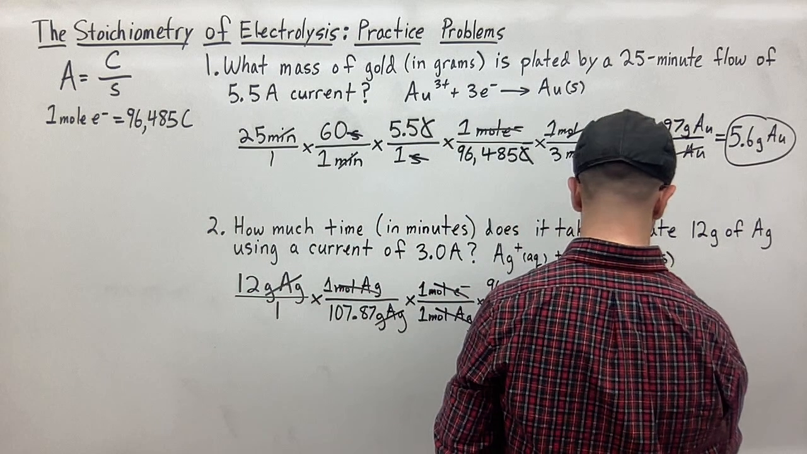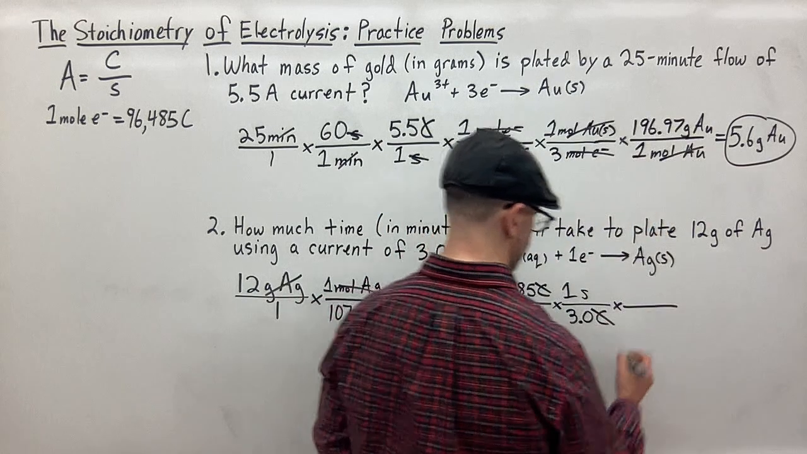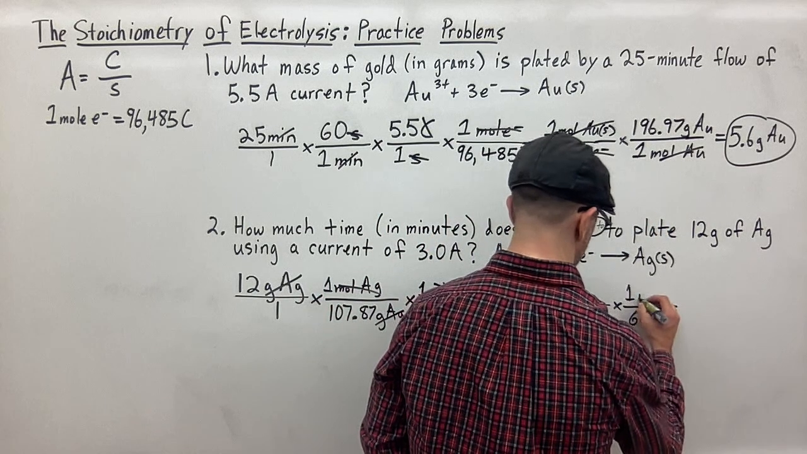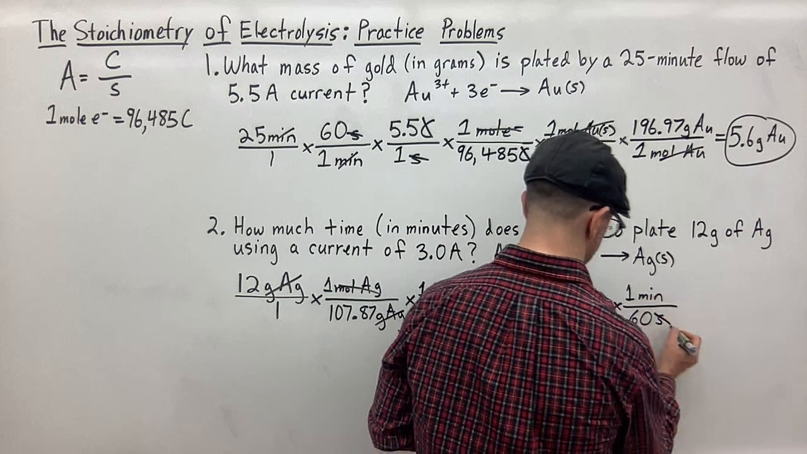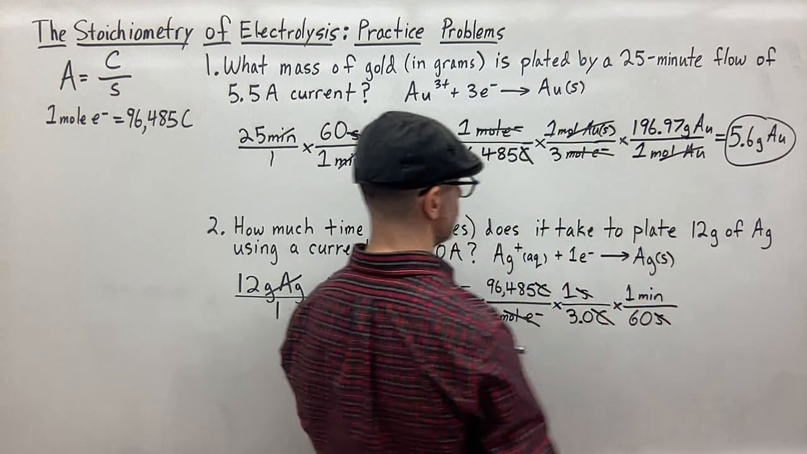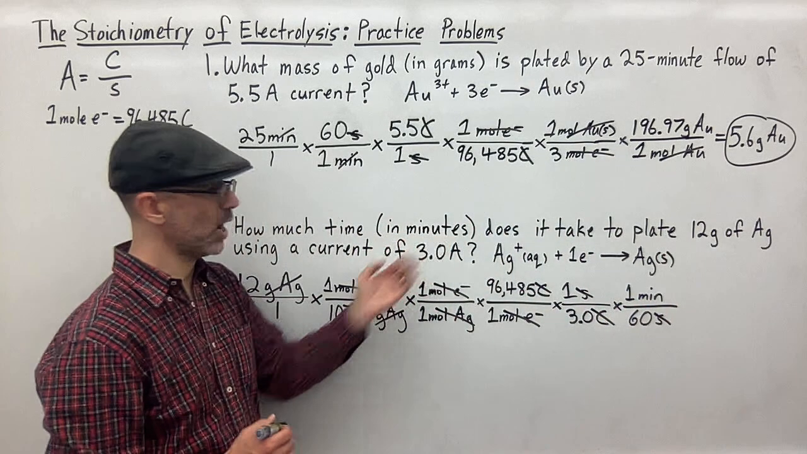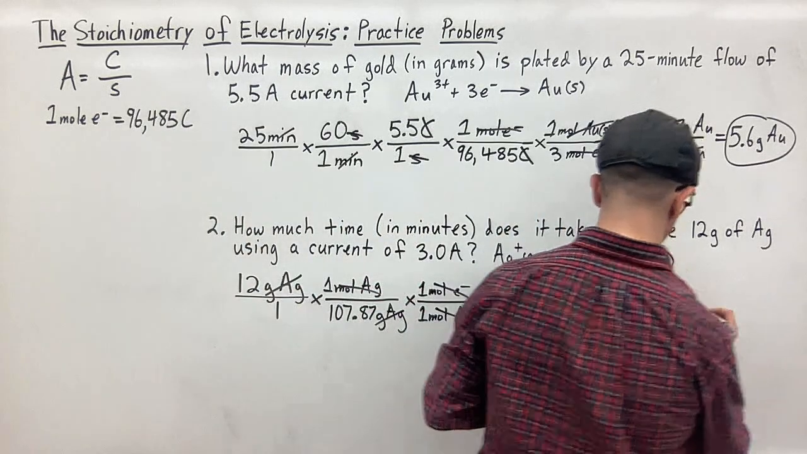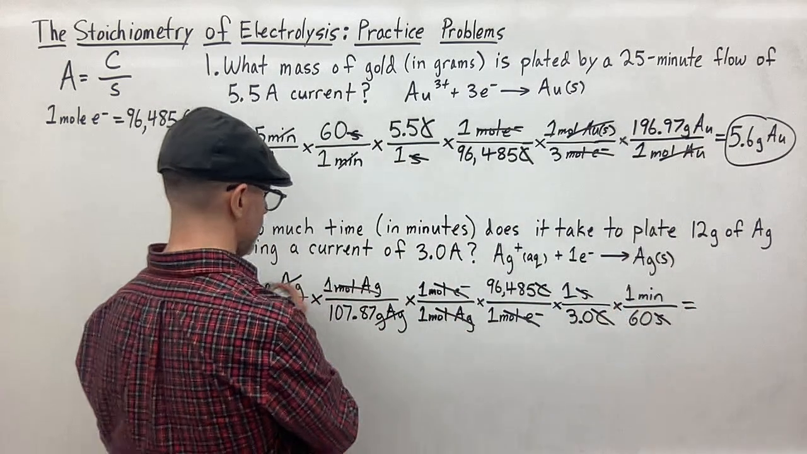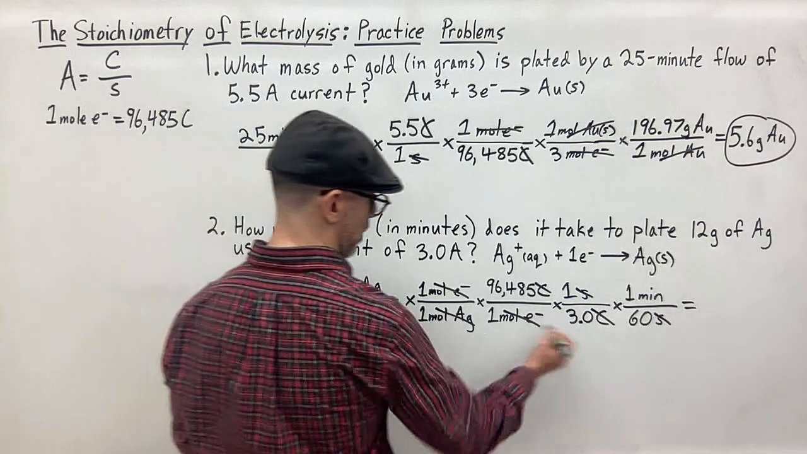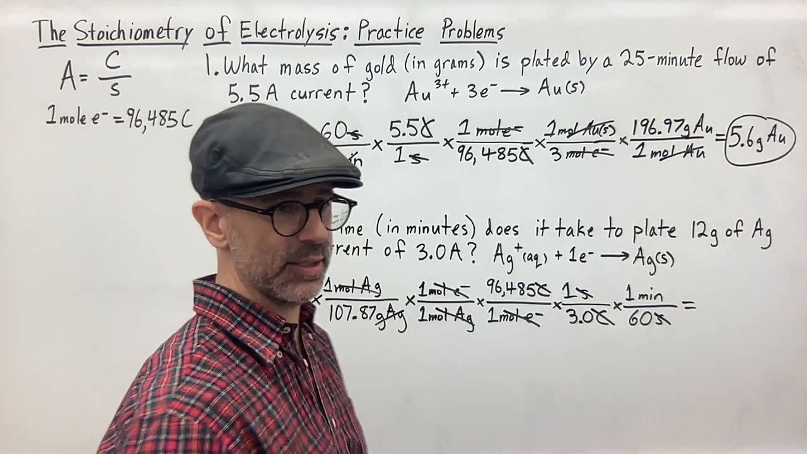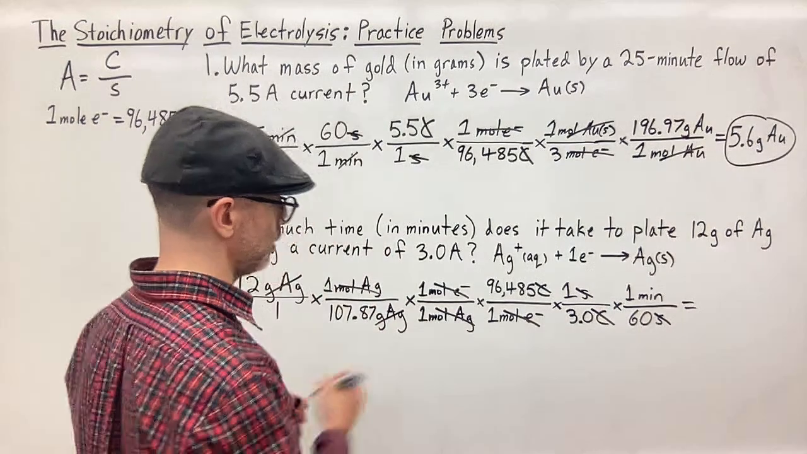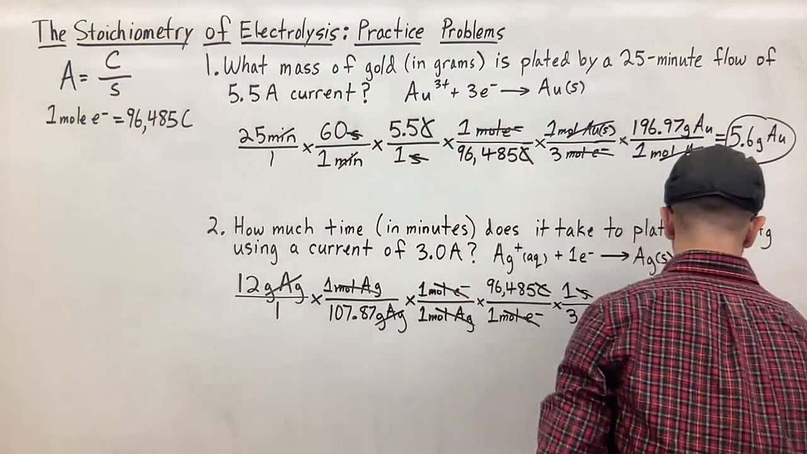Now that I have seconds, I can now convert that to minutes. So now I know that there are 60 seconds in 1 minute. Seconds cancels out. Now I have minutes. Minutes is what they want, so I am finished. Now all I need to do is multiply by everything on top, divide by everything on the bottom. And when I do that, I get 59.6 minutes.